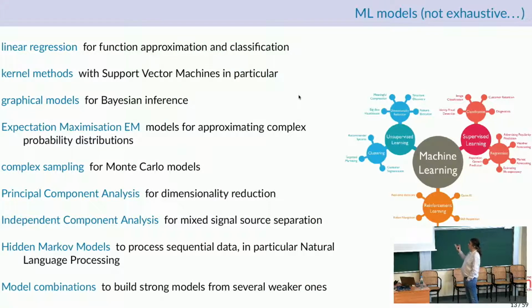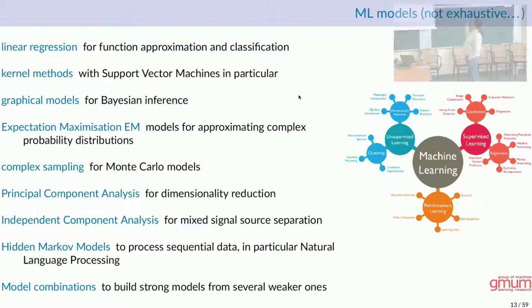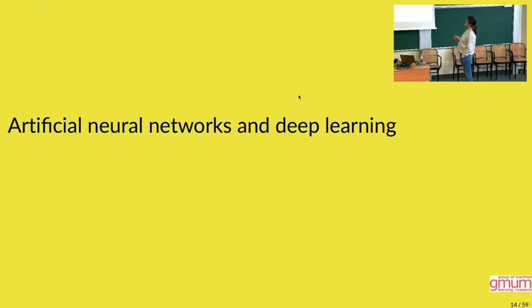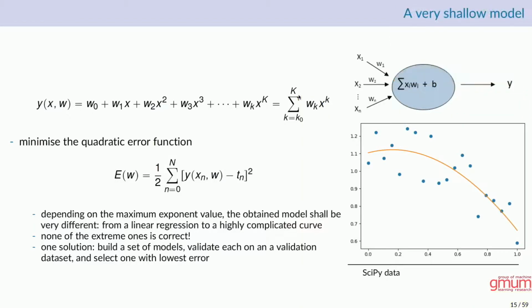And then there are several types of problems. The linear regression, the kernel graphical model. Well, not the problems, models rather. Expectation, let's skip it. There are even more. This is not an exhaustive list.